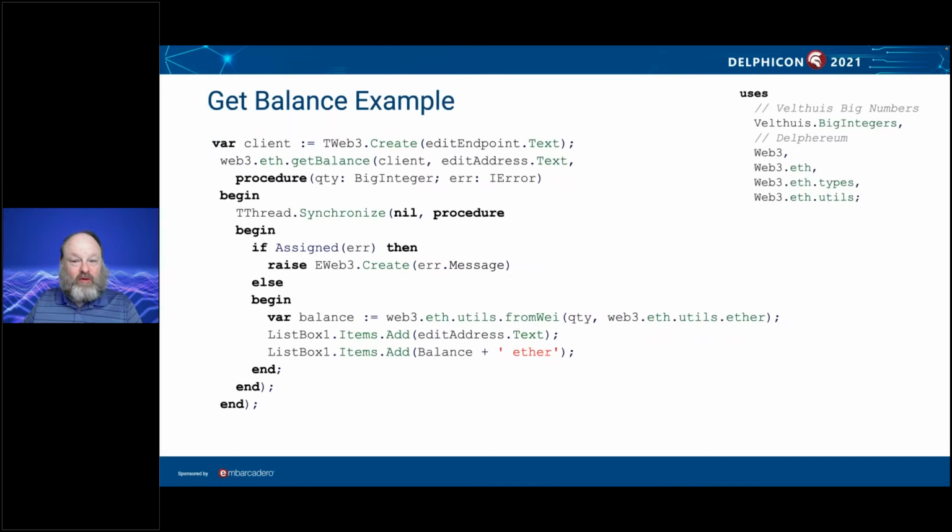Here is a short bit of code that gets the balance of somebody's wallet. I will show you this code in action, but I wanted to dissect it. Here's the uses clause over here. It uses Rudy's big numbers library, the integers from big numbers library, which is a fantastic library, also open source. And then here's the other units it uses in this example.